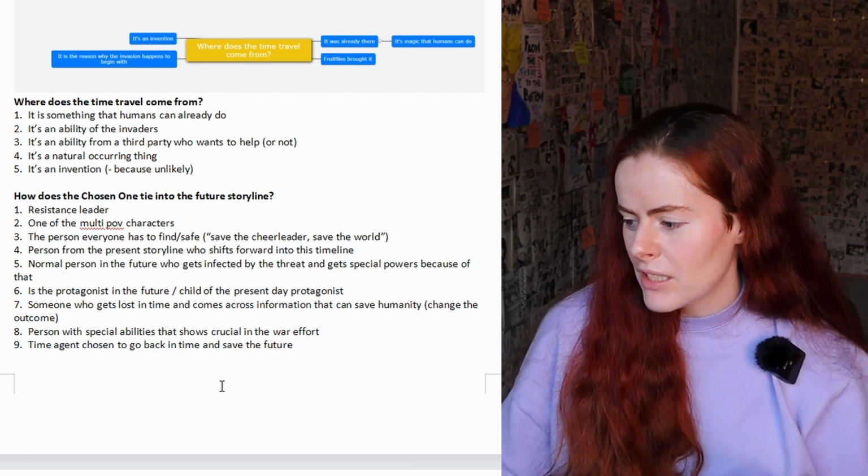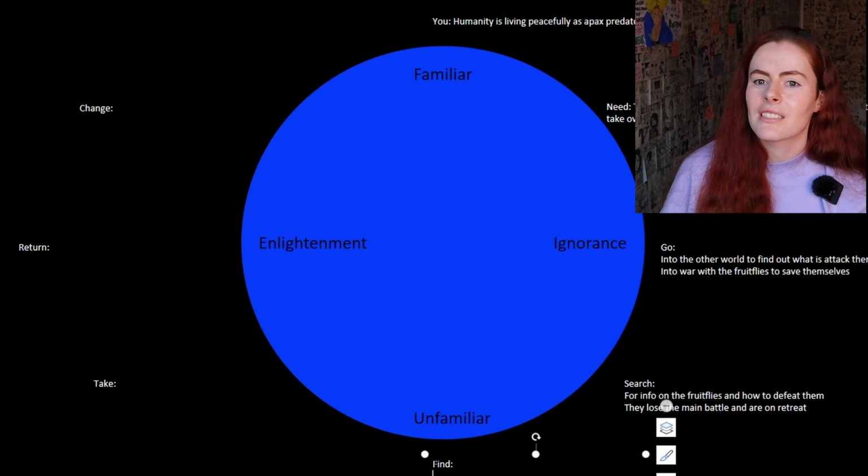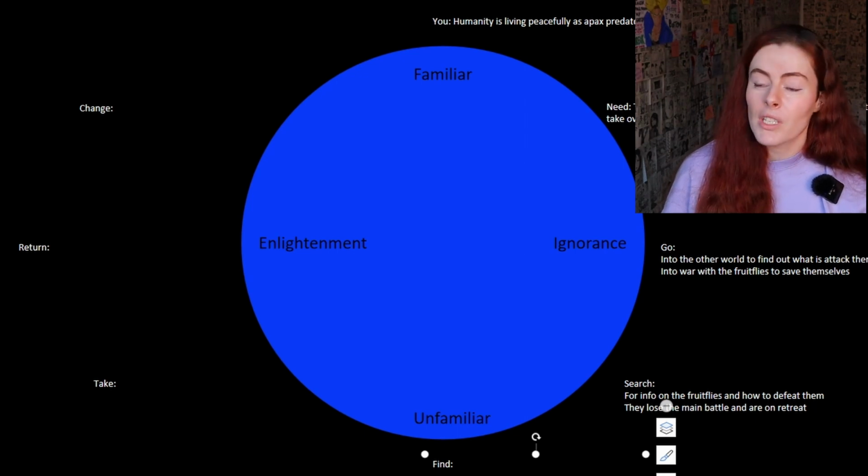But that's the idea. So they find the time travel thing here, and at the same time they also need the realization that the enemy is organized and smart. And I would like the idea that the ones in the other world at the same time realize that this is not the first time this has happened.